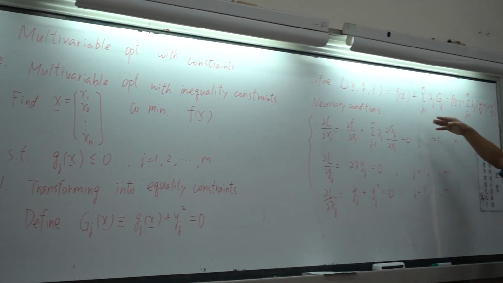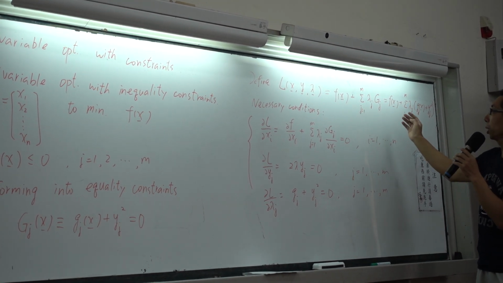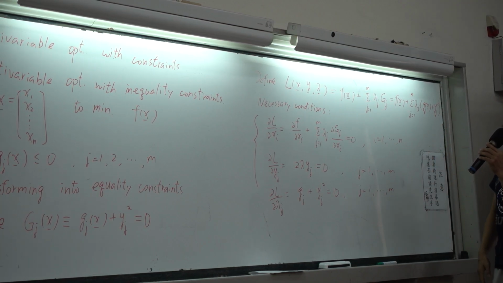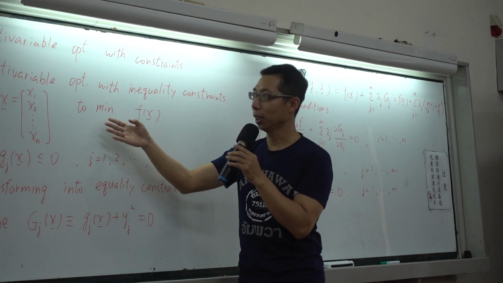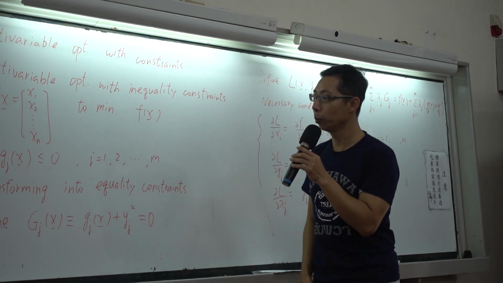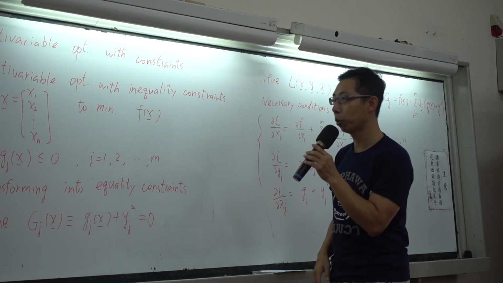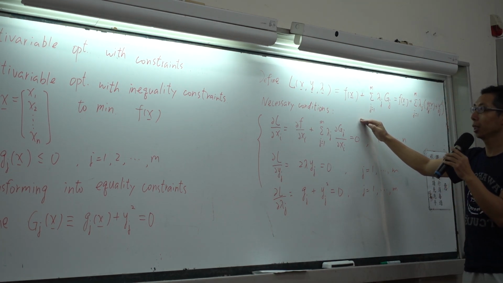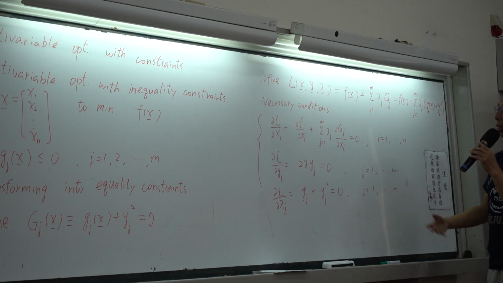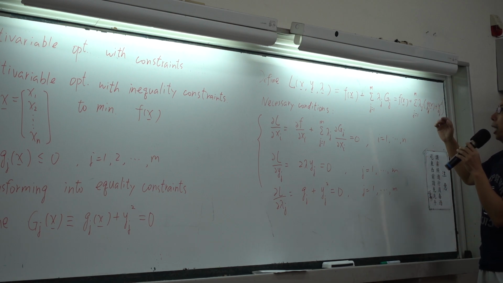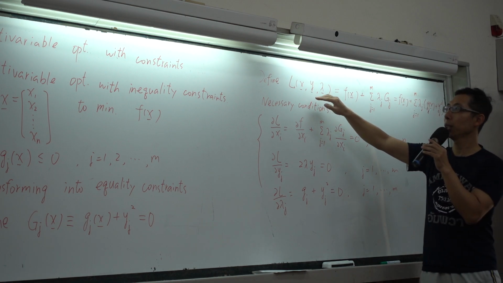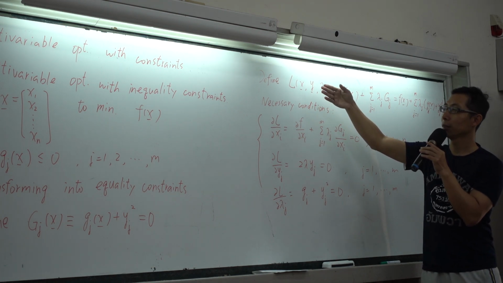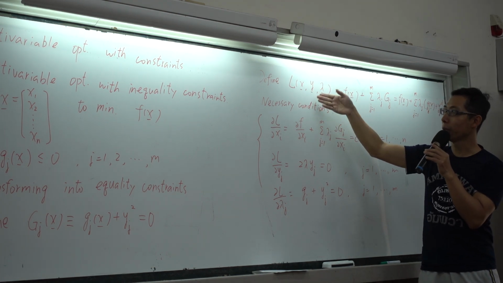Okay, so now we have the new Lagrange function, and because we have already transformed this inequality constraint problem into an equality constraint problem, we can just use the method that we learned during the previous hour. Define this L and then the list of conditions. And right now, our Lagrange function is a function of x, y, and lambda.